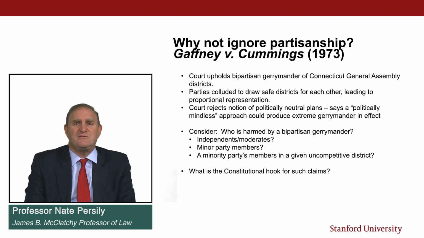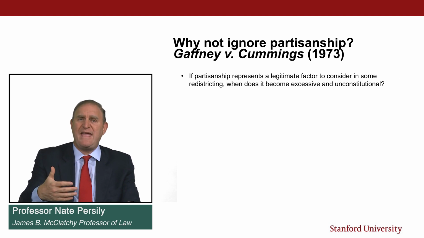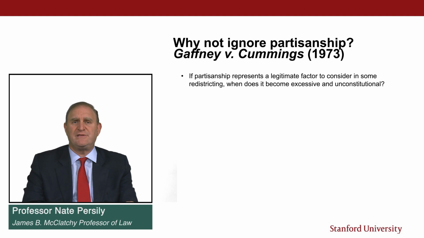So you could have a random districting plan that turns a state that's competitive, say 50% Republican, 50% Democrat, into a districting plan that elects 7 Democrats and 3 Republicans. And so the court says that the decision to draw these districts that are safe for Democrats or Republicans is perfectly permissible under the Equal Protection Clause. So now, if partisanship can be a legitimate factor in redistricting, which is what Gaffney versus Cummings basically holds, when does it become excessive and potentially unconstitutional?